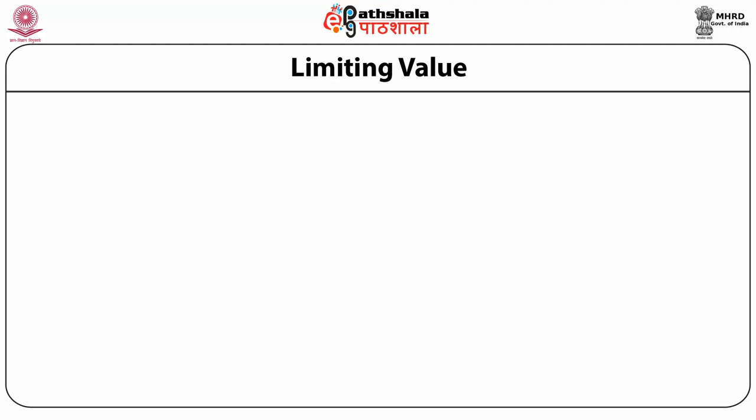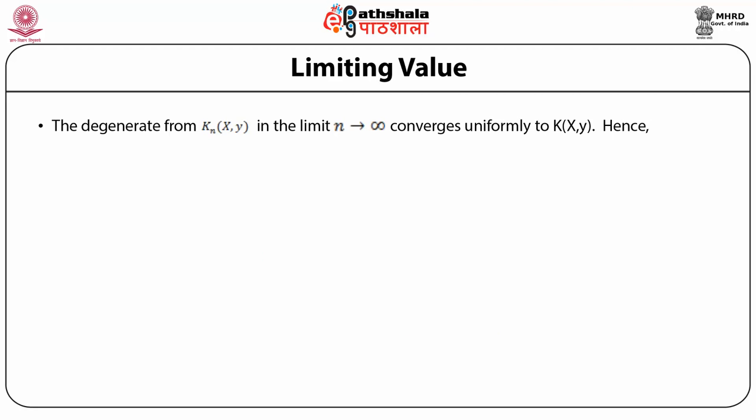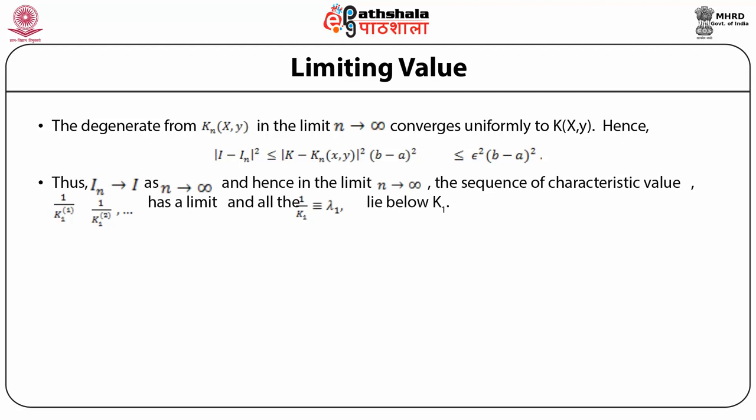f_n(y) thus is an eigenfunction of k_n(x,y) with the correct characteristic value mu_1n equal to 1 upon k_1n. We will now discuss the limiting value. The degenerate form of the kernel k_n(x,y) in the limit n goes to infinity converges uniformly to k(x,y). Hence, the modulus of I minus I_n squared is less than or equal to the modulus of k minus k_n squared multiplied by (b minus a) whole squared, which is less than or equal to epsilon squared (b minus a) whole squared. Thus, I_n goes to I as n goes to infinity, because as n goes to infinity, epsilon goes to zero.